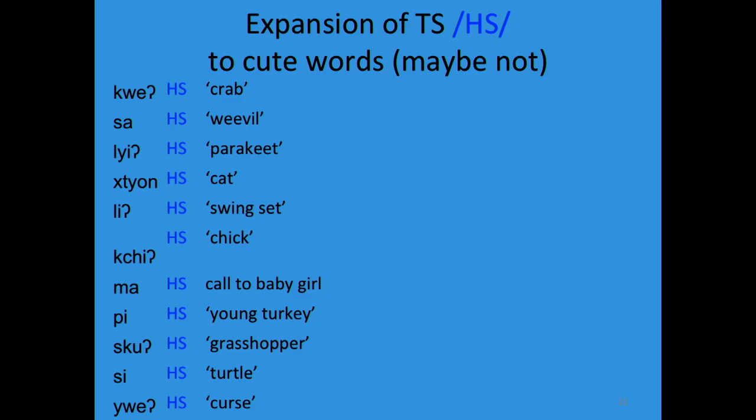And also, we find the expansion of the TCs. A lot of the times when we present about these words, they call them cute, but I don't think they're cute. Some of them are cute, but not all, but they all are in this category. So I'm going to just say a few. I won't go through the whole list.